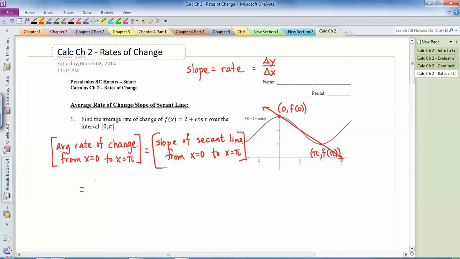So the slope that we want is y2 minus y1 over x2 minus x1. And then if I just work that out a little bit, f of pi is 2 plus cosine of pi, minus f of 0 is 2 plus cosine of 0, all over pi minus 0, which is just pi. And then cosine of pi is negative 1, so this turns into 1. Cosine of 0 is 0, so minus 2. Oh, sorry, cosine of pi is, yeah, that's right.